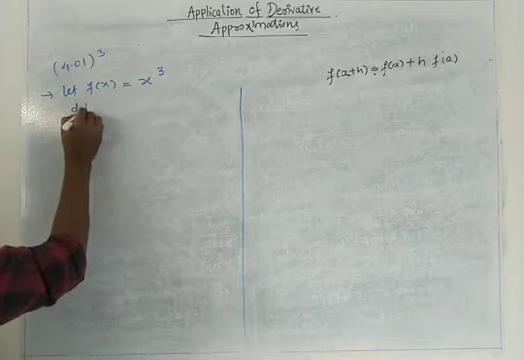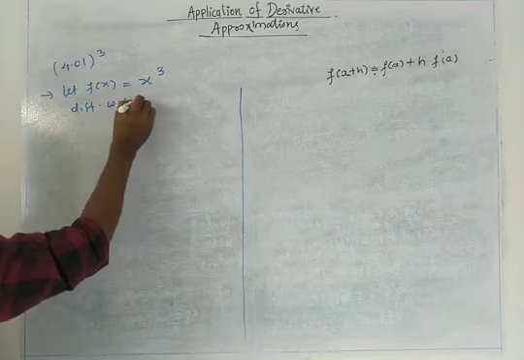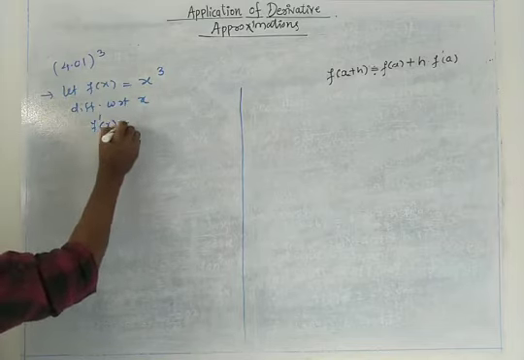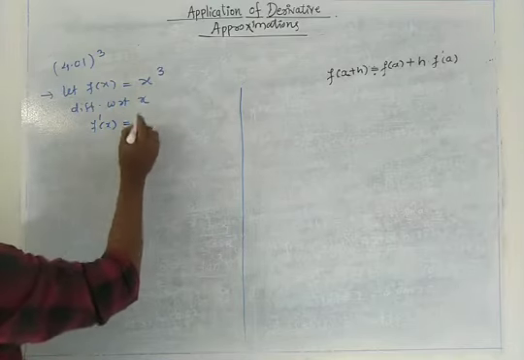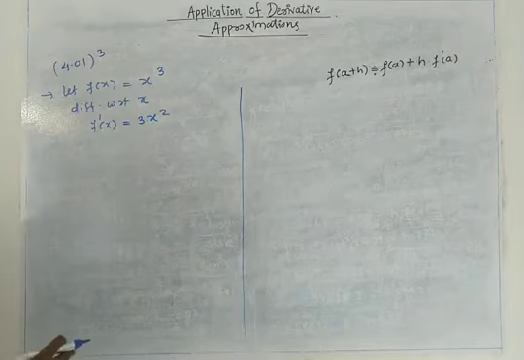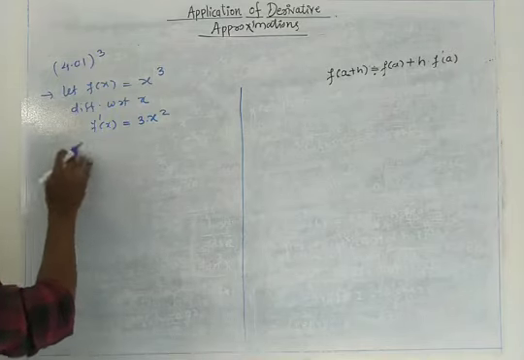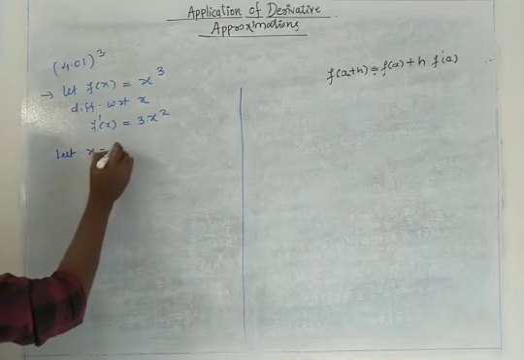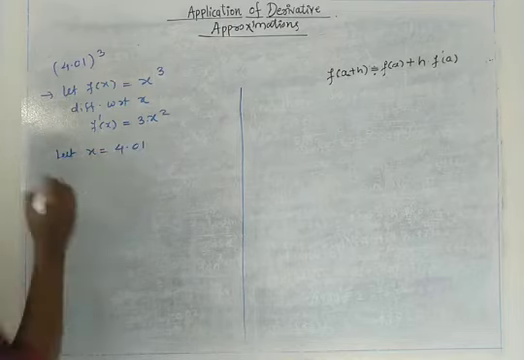Now start with differentiation with respect to x. We will get f dash of x. F dash of x is equal to the derivative of x cube, that is 3x square. Okay, is it clear? Now we have to start with the value of x. So let x is equal to 4.01.